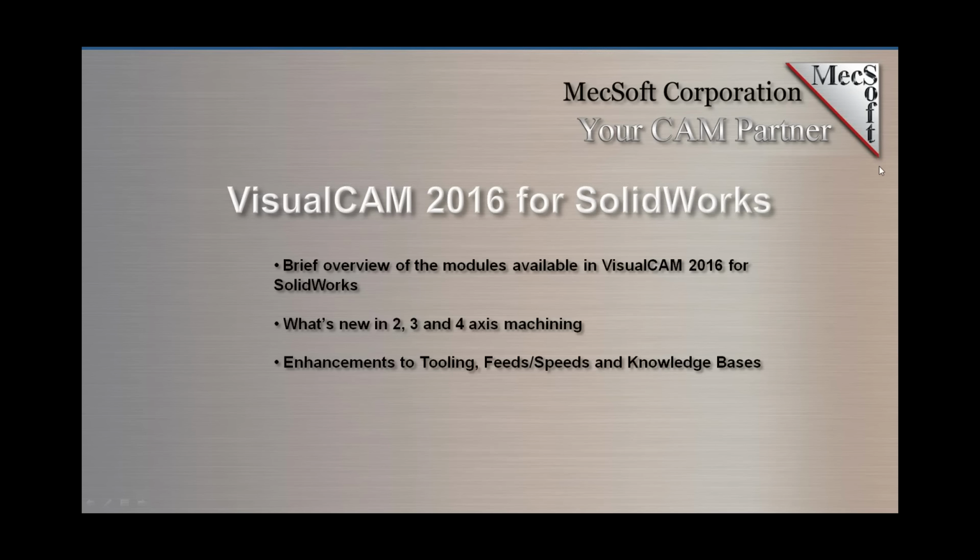Now our VisualCAM 2016 for SolidWorks is our CAM plugin that runs completely integrated with SolidWorks. It includes two modules that can be purchased and licensed separately, the mill module and the turn module. The mill module provides 2 through 5-axis machining functionality. It is ideal for the mold, die and tool, woodworking, rapid prototyping, and general machining. Our turn module is our module for programming 2-axis lathes.